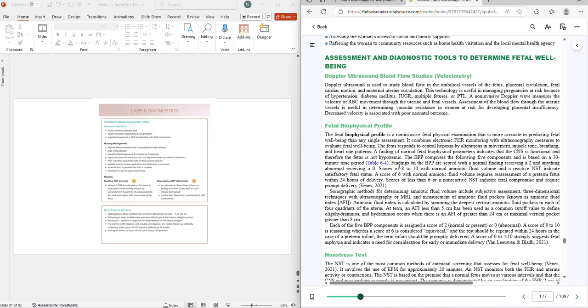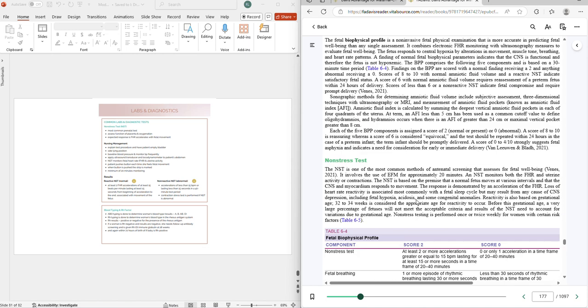Findings that are scored: normal findings receive a 2, anything abnormal gets a 0 or a 1. A score of 8 out of 10 is indicated as satisfactory. So you can just read through this, but you will be seeing this in clinical.